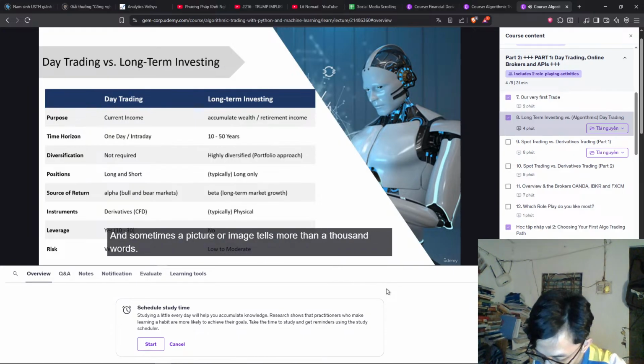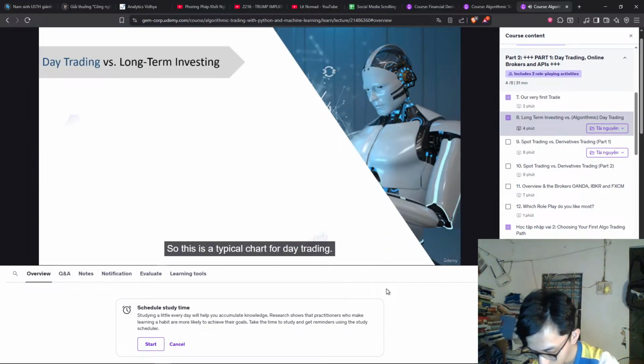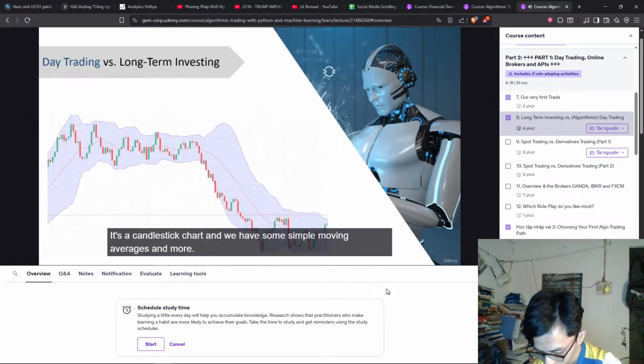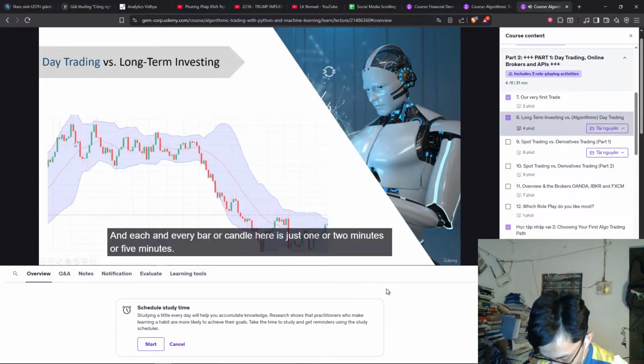And sometimes a picture or image tells more than 1,000 words. Now let's have a look at typical images or charts for day trading and also for long-term investing. So this is here a typical chart for day trading. It's a candlestick chart, and we have some simple moving averages and more. So this is a technical chart, and each and every bar or candle here is just 1 or 2 minutes or 5 minutes. So this is very short term.